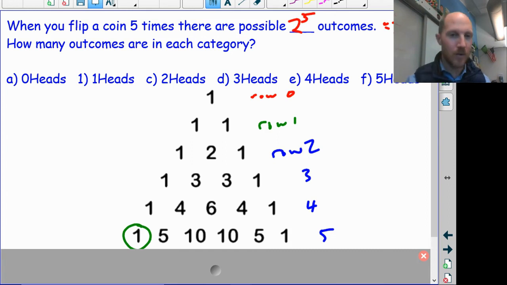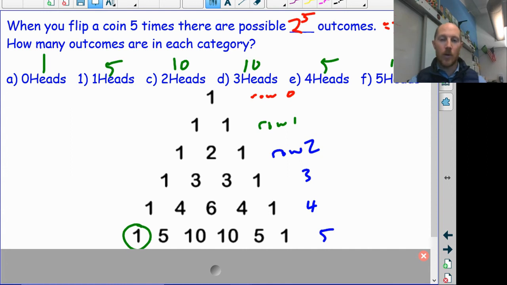You'll notice the numbers in Pascal's triangle are symmetrical from left to right. So there is 1 outcome in the 0 heads category, 5 outcomes in the 1 head category, 10 different outcomes in the 2 heads category, 10 again in the 3 heads category, 5 outcomes in the 4 heads category. 1 outcome would give us 5 heads.